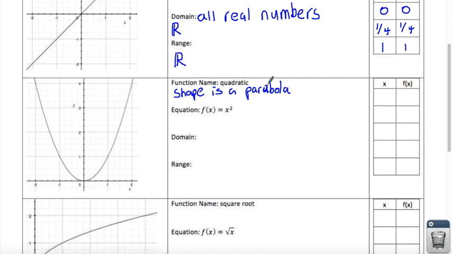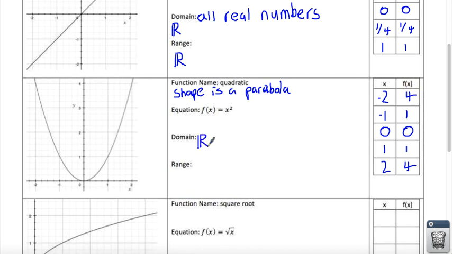So the equation for this is f(x) = x squared. If we fill out a table for this, if x was -2, then -2 times -2 is positive 4. If x was -1, we would get positive 1, 0, 0. If x was 1, we'd get 1. And if x was 2, we would get 4. So the domain of this function, once again, we'll ask ourselves, is there any number that exists that cannot be squared? And the answer to that is no. So the domain of this function would be all real numbers.